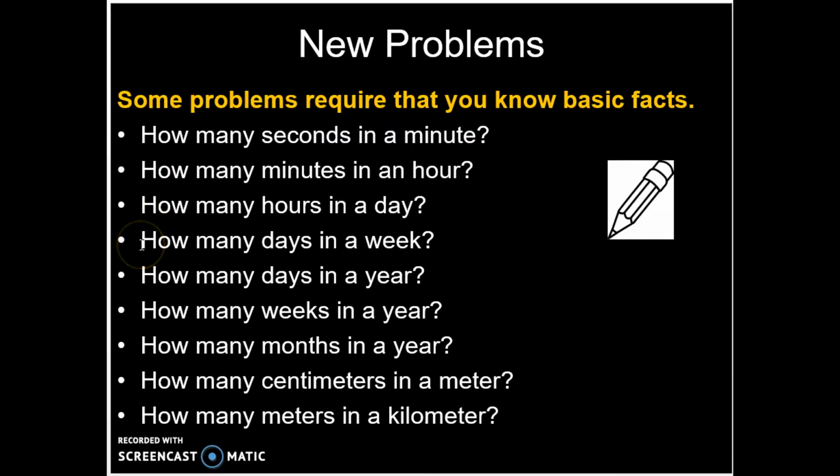How many days in a week? How many days in a year? How many weeks in a year? How many months in a year? How many centimeters are in a meter? And how many meters are in a kilometer? Pause the video and write your answers or do some research.